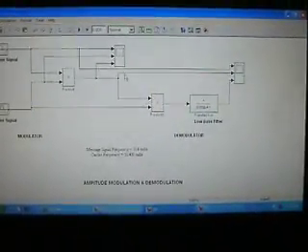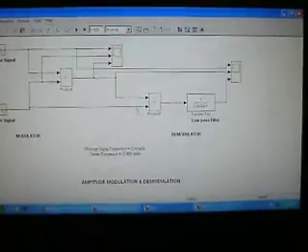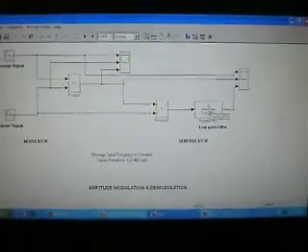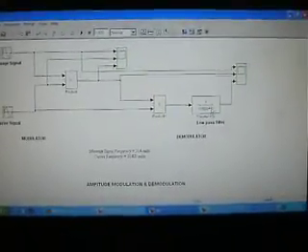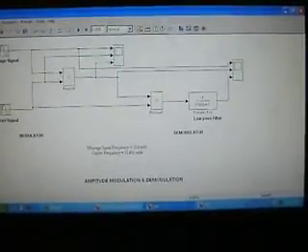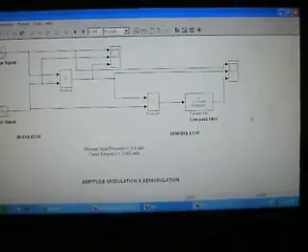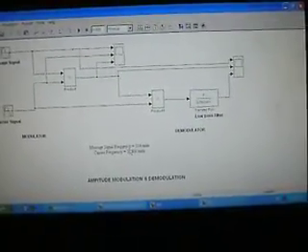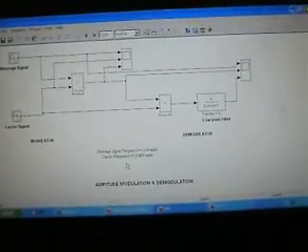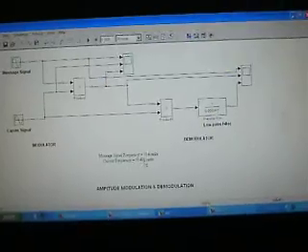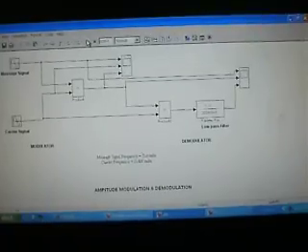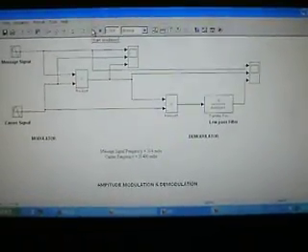waveform. Again we multiply the modulated signal by the carrier signal and use a low pass filter. The transfer function of the low pass filter is 1 upon 0.002s plus 1, so as to get the message signal back. So this process is called modulation, and this is called demodulation. Message signal frequency is 314 radian per second, where our carrier frequency is 31400 radian per second. So now we will run the simulation in Simulink.